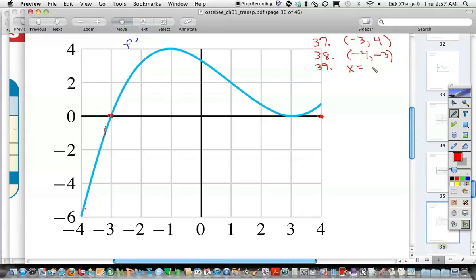X equals -3 and 3. That's how that answer should look. Don't write the ordered pair -3, 0, and 3, 0. That's not what we want because that's not a point on F. That's the point on F prime. They just say, where are the stationary points?